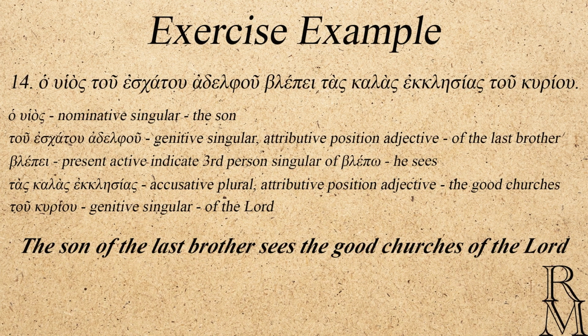Then we have the final words, tu kuriu, and that is the genitive singular of the Lord. Now, I would translate all of this out as the son of the last brother sees the good churches of the Lord. You could also, as I mentioned earlier, say the son of the last brother sees the Lord's good churches. It would mean the same thing as the good churches of the Lord.